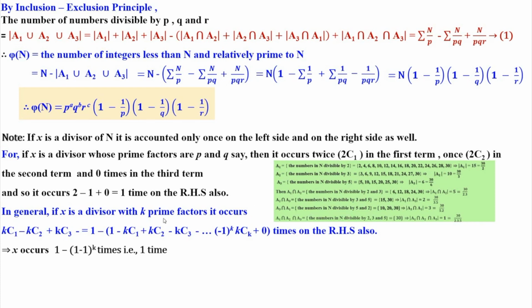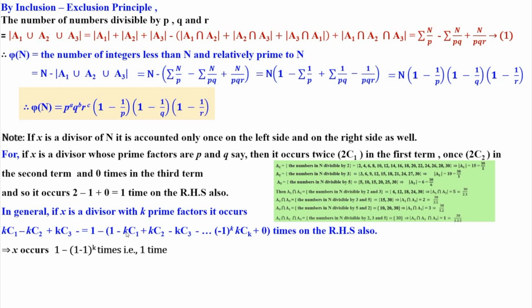Now in general, if x is a divisor of capital N with k prime factors, here we have only 2 prime factors, so 2C1, 2C2, like that we have. Now in general, if x is any divisor with k prime factors, we do not actually know which is the divisor. It may have only 3 prime factors, or it may have 4 prime factors, so we do not know. So in the general case, we take that this divisor has, say, k prime factors. On the left side, it occurs only once.